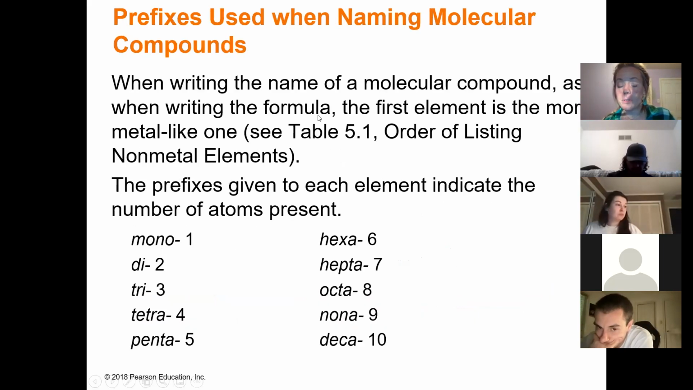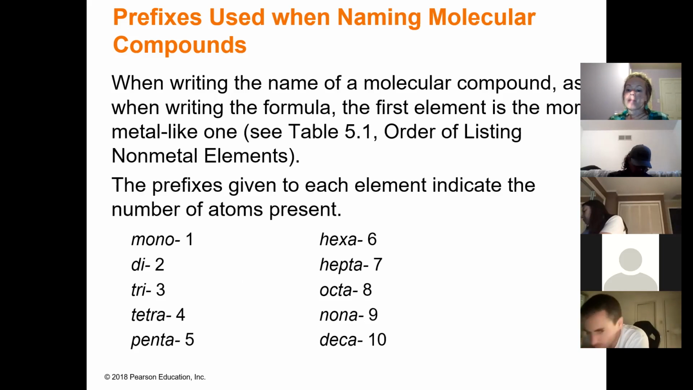Let's look at the list of prefixes. So mono is 1, di is 2, tri is 3, tetra is 4, penta, like a pentagram, is 5, hexa is 6, hepta 7, octa 8, nona 9, and deca 10. So you'll want to know 1 through 10 for your prefixes, or be able to access them.